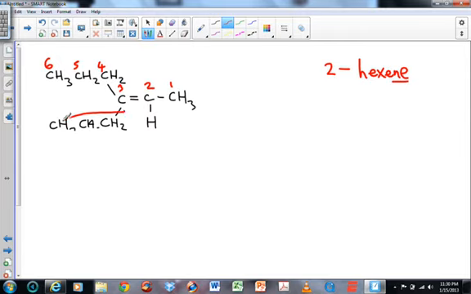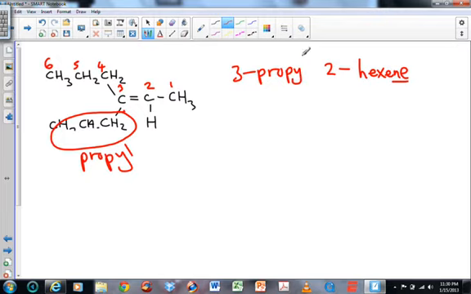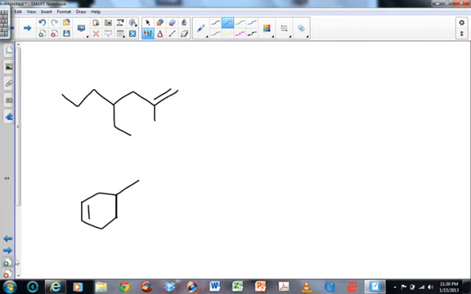But what is this group coming off carbon number 3? Well, it's a 3-carbon substituent. We've seen before 1 carbon is methyl, 2 carbons is ethyl, 3 carbons is propyl. And that's on carbon 3, so therefore the name of that is 3-propyl-2-hexene. Again, the 3 clearly goes with the propyl, the 2 clearly goes with the hexene.